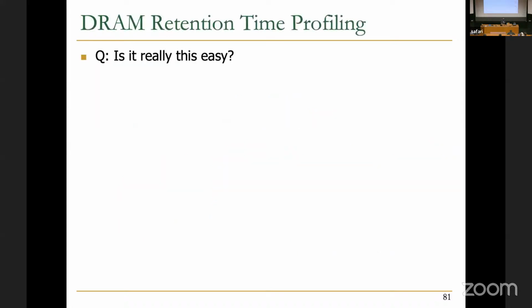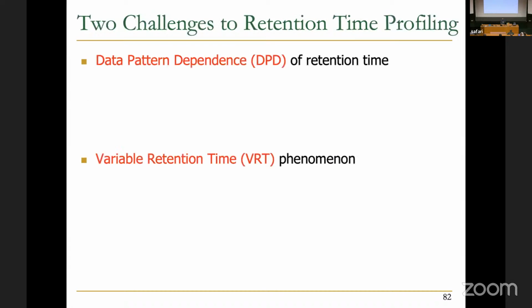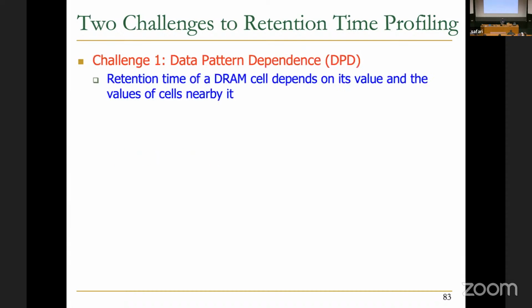So we call this DRAM retention time profiling. It is not that easy because it requires a lot of iterations with different data patterns and temperatures, and there are some other phenomena playing roles in. So the two challenges of retention time profiling are the pattern dependence and the variable retention time. I will go through them quickly.